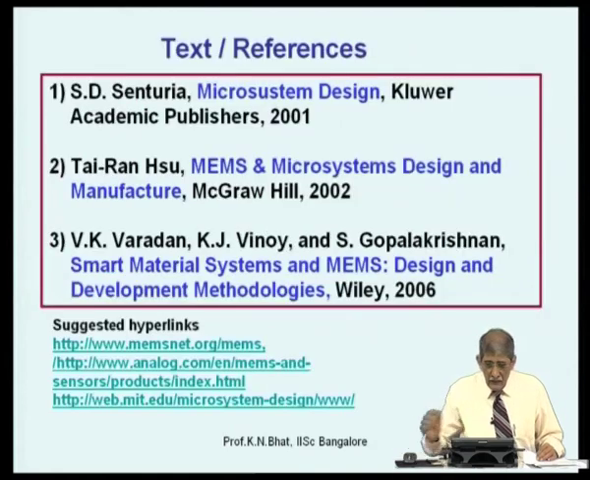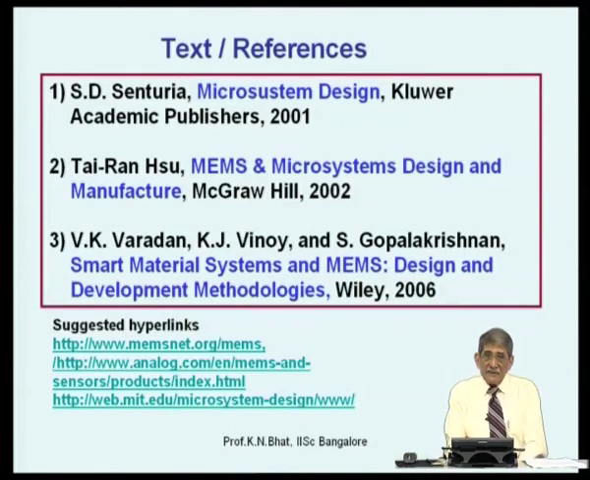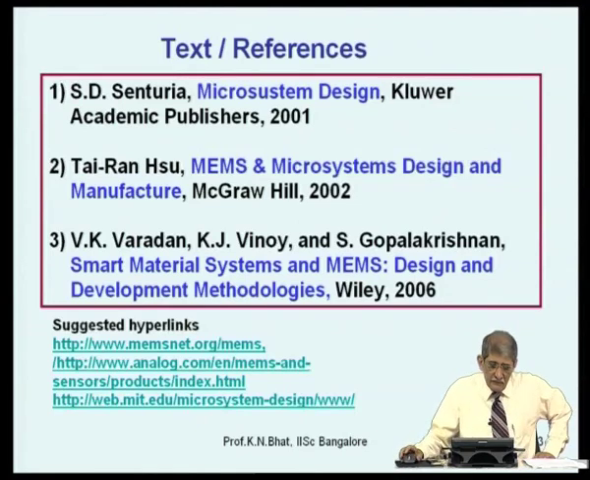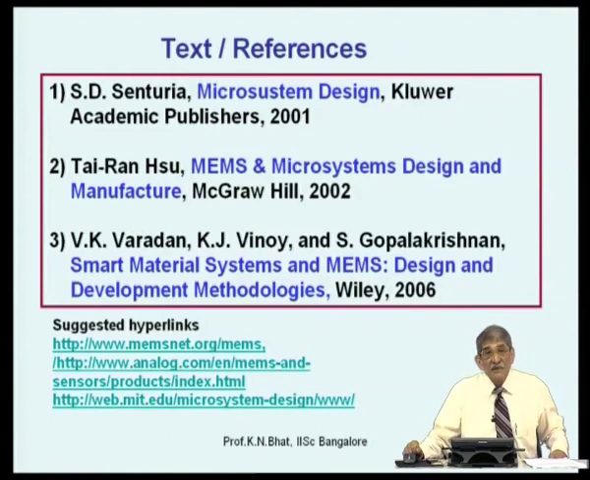Now, the textbooks and reference books for this I have listed out here. One of the important books, or all the three are important, is by Professor Senturia. He has written a book on microsystems, Microsystems Design, Kluwer Academic Publishers, 2001. It actually has come in cheap edition some time back. It costs only about 400 rupees or so. It is affordable for all of us.